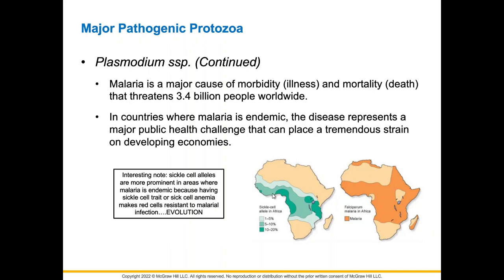And so I also wanted to point out something of interest that I teach my biology students: if we look at the demographics here of malaria prevalence compared to the prevalence of the sickle cell gene, you'll see they're very tightly interconnected, and that's pretty interesting because sickle cell alleles are more prominent in those areas because having sickle cell trait, meaning having at least one sickle cell gene, makes red blood cells resistant to the malarial infection. And so that gives a hand to evolution right there, and we can tie that into Bio 1. Pretty awesome.